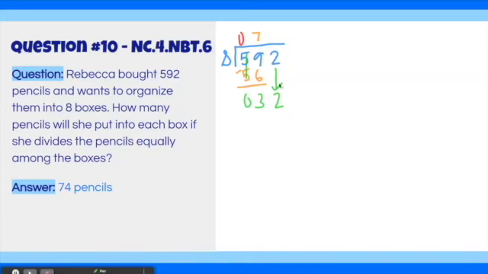And we're going to look at this 32. So 8 goes into 32 4 times. And 8 times 4 is 32. So we're just going to subtract 32. And we're left with 0. So over here, this just says 74. So that's the number of pencils in each of the boxes.